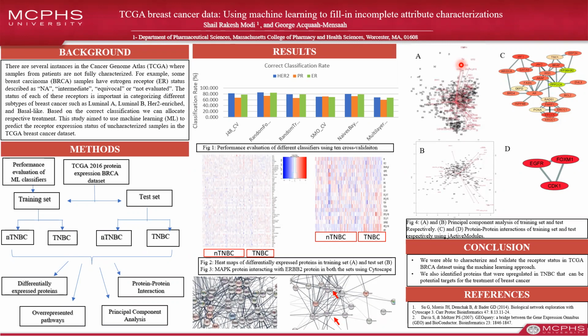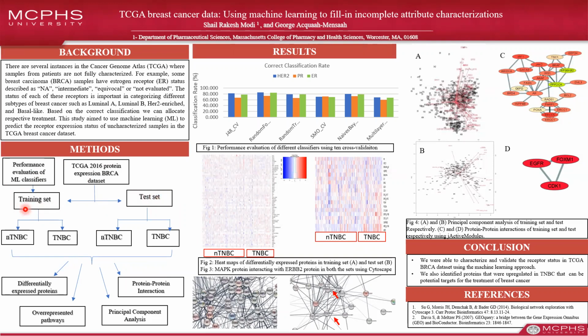We aim to use machine learning as an approach to predict the receptor expression status of uncharacterized samples using a robust classification system. We used the TCGA 2016 protein expression breast cancer dataset, and with the help of R, we obtained the expression table as well as the phenotype table. The data was then divided into a training set, which comprised samples with the receptor status column labeled as positive and negative, and a test set, which comprised samples with the receptor status labeled as not available, equivocal, not evaluated, and indeterminate.